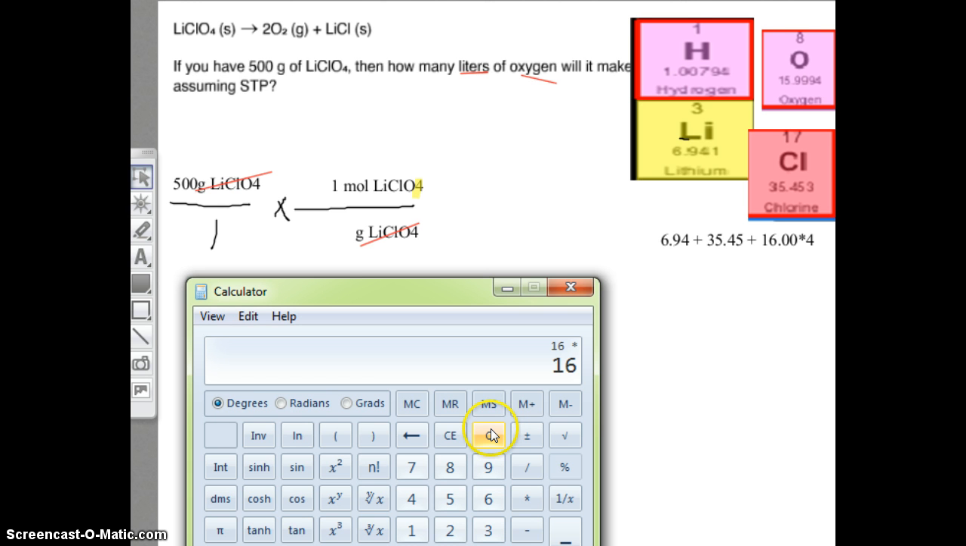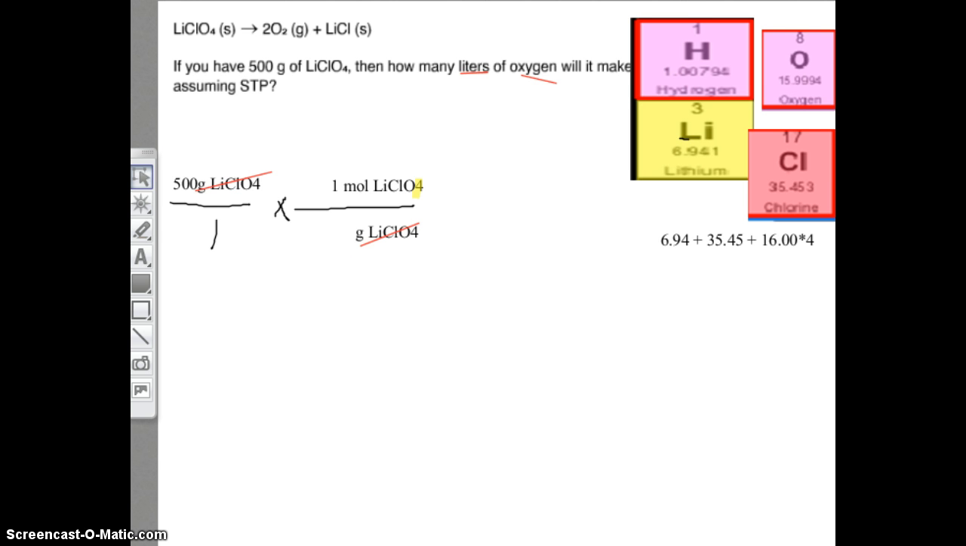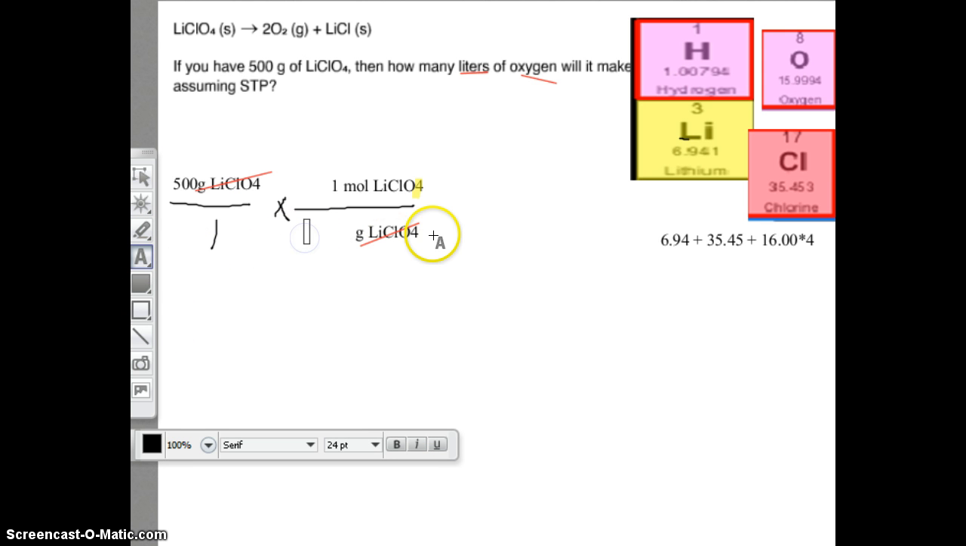So 16 times 4 plus 35.45 plus 6.94 gives us 106.39. All right. So 106.39 grams of lithium perchlorate. All right, let's go back to our fractions. And before I even put much thought in, I say, okay, what has to go on the bottom of my next fraction? Moles of lithium perchlorate. All right.